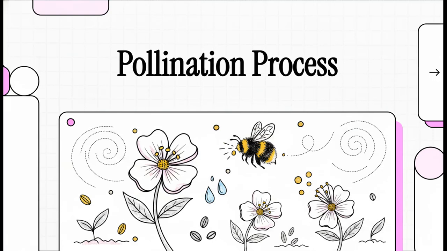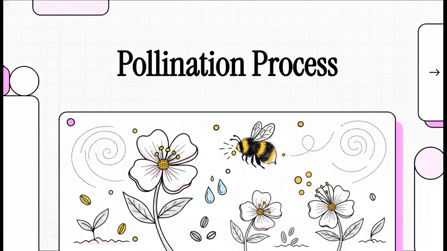When we talk of the life cycle of a flowering plant, then pollination comes as a very important process in its life cycle. It is a vital step in plant reproduction because it allows fertilization to take place. After fertilization, seeds are formed, and these seeds can grow into new plants.